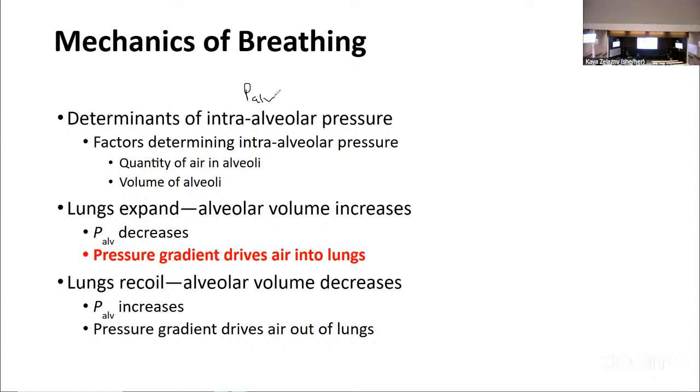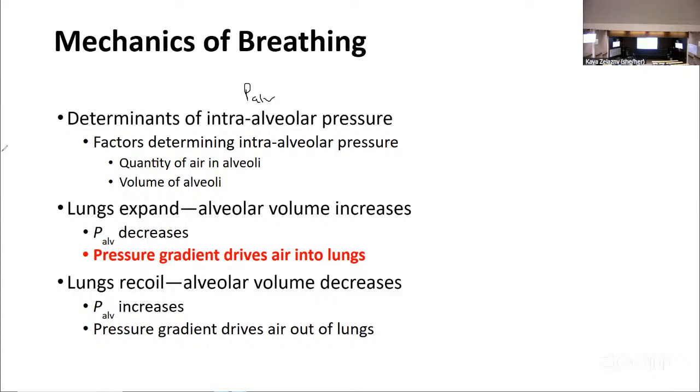If it's really small, it's likely going to be at higher pressure, depending on how much gas is in there. If it's really big, so long as it's not filled up fully with gas, that's going to be a lower pressure because of this opposite relationship, this inverse relationship between pressure and volume.